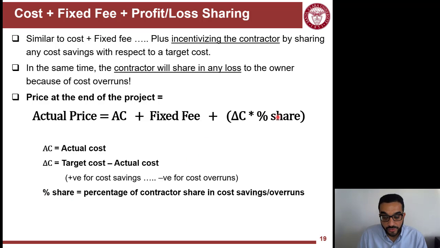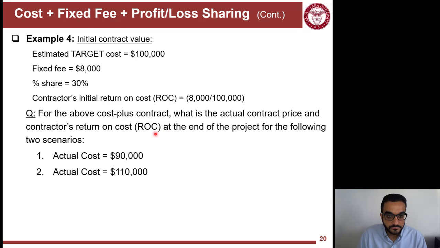The percentage is another thing that the contractor will negotiate with the owner. So there are three things that the contractor will negotiate: the target cost, the percentage of the share, and the fixed fee. That's going back again to an example. So you're agreeing on a fixed fee, but also on a percentage of sharing the profit and loss, and then you're also agreeing on the target cost. It's not like a guiding value anymore. It's part of the contract to agree on a target cost. That will be the basis of calculating the delta C value.